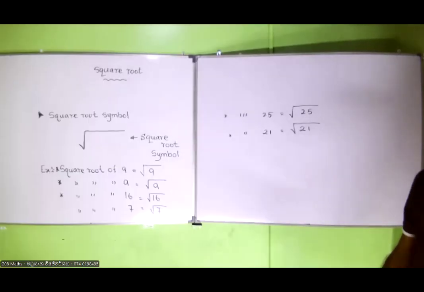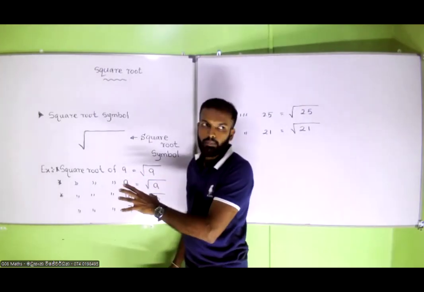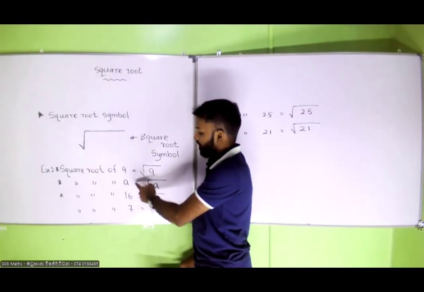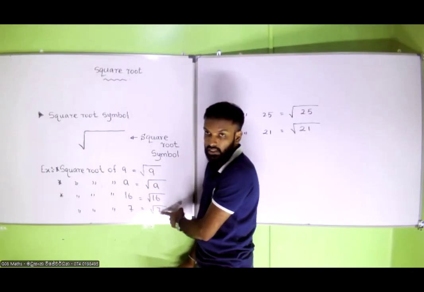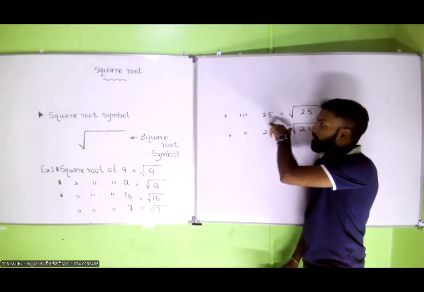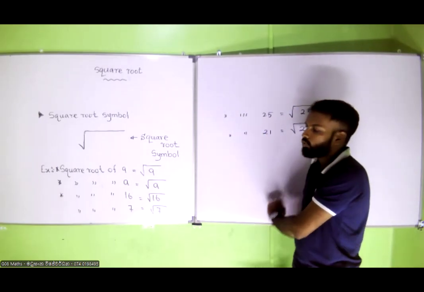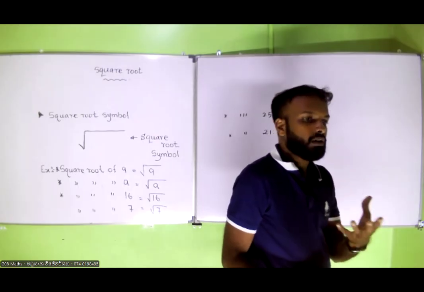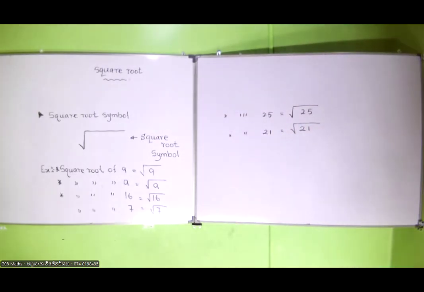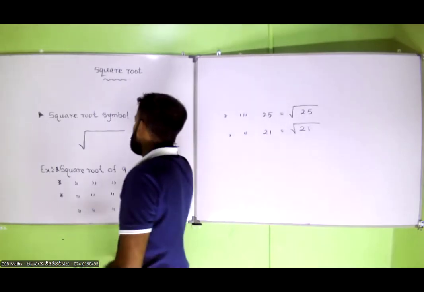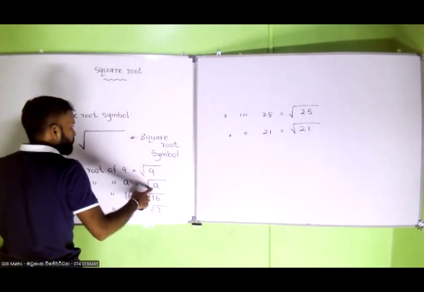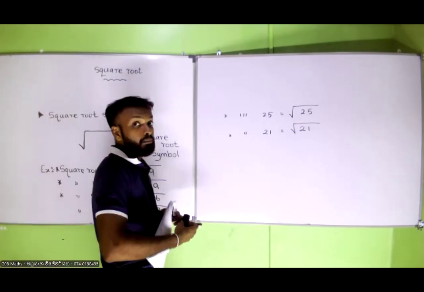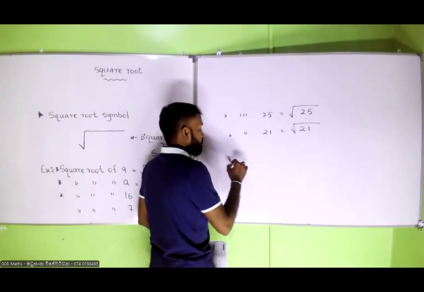Okay, so I hope you can understand this part. I'm going to make a table. Square root of 9, square root of 16, square root of 25, square root of 21. You need to be familiar with how to represent the square root symbol of a number or of an algebraic term, and so on. After grade 8, you might be finding the square root of these kinds of things as well.